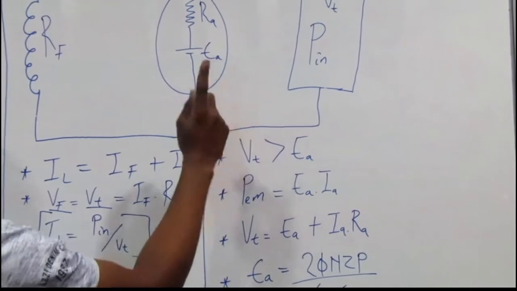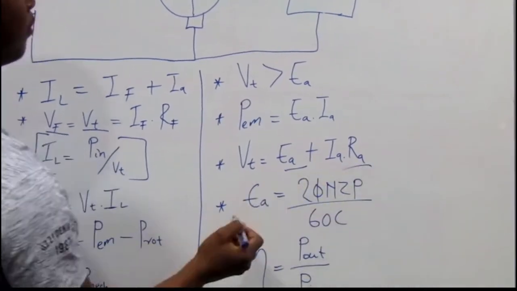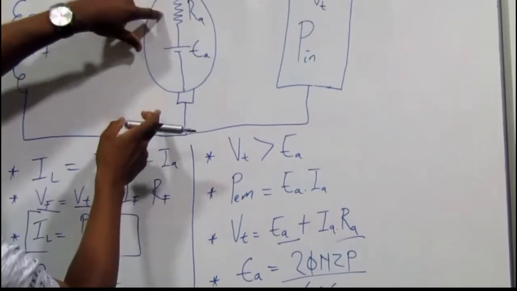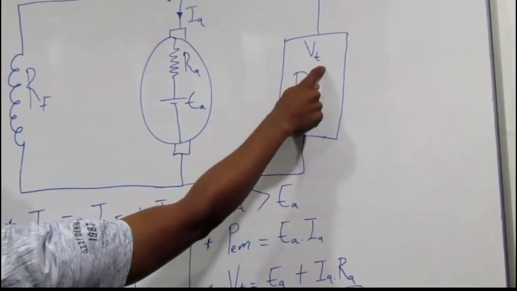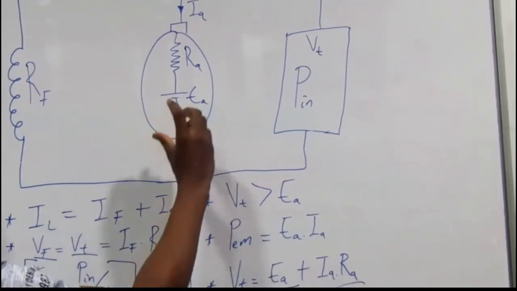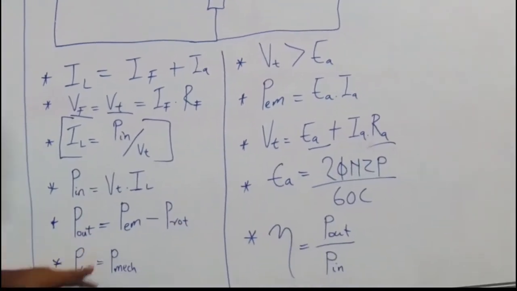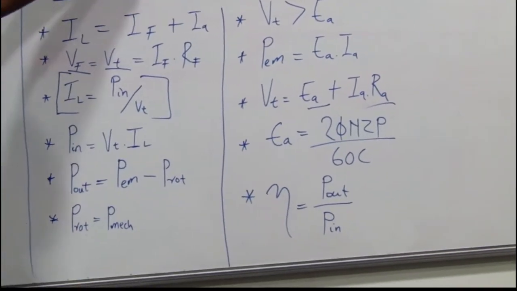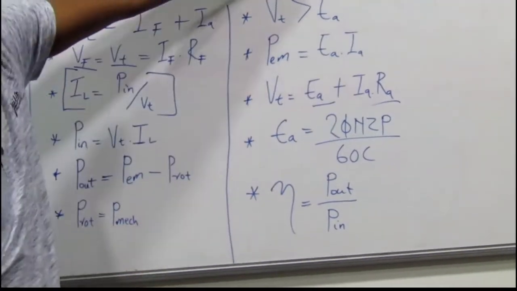Now, in order for us to get V terminal, our V terminal is equal to EA plus IA times RA. This RA is in series with this voltage, of which this voltage is an induced EMF, and to get V terminal you multiply IA times RA, then you add it to EA. Then when it comes to power output, this armature on a shunt motor produces power output. It produces power output, and the load produces power input.